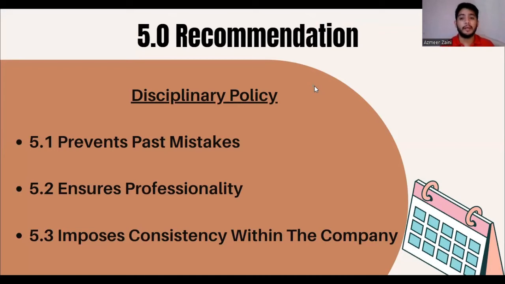Now, what have we chosen for our recommendation for WEBE call center's particular case? Now, it is the disciplinary policy. Now, why do we choose disciplinary policy? Because first and foremost, disciplinary policy is one of the key things that would make an individual or a company work and run smoothly in terms of professionalism and in terms of quality.